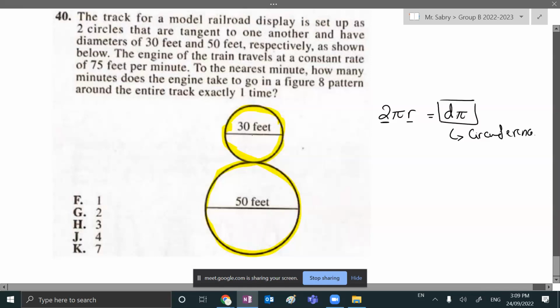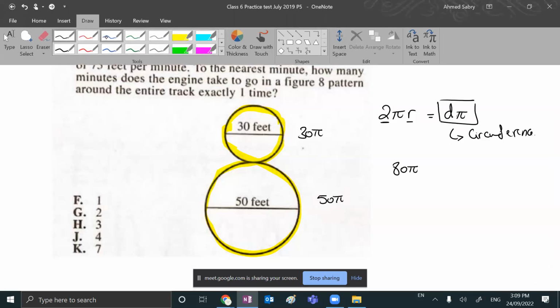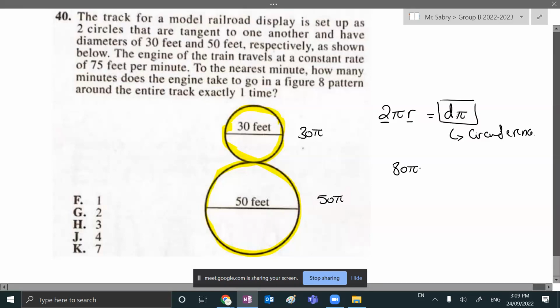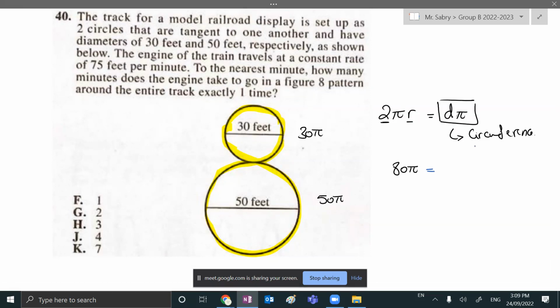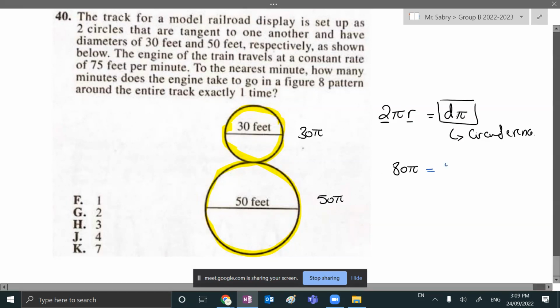Now here's what we're going to do. The circumference of this first circle is 30 pi. The circumference of the second circle is 50 pi, correct? Yes. So a total of 80 pi, that's the length of the whole track or railroad, correct? Yes. Good. We need to convert that to actual feet. So on a calculator, just multiply 80 times pi. That would get you to 151.3.